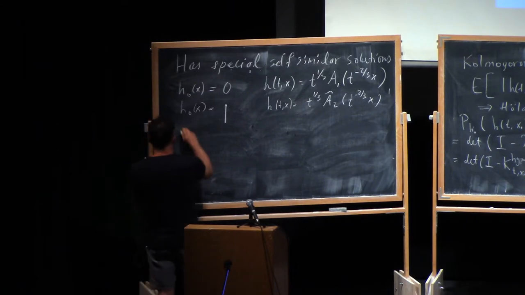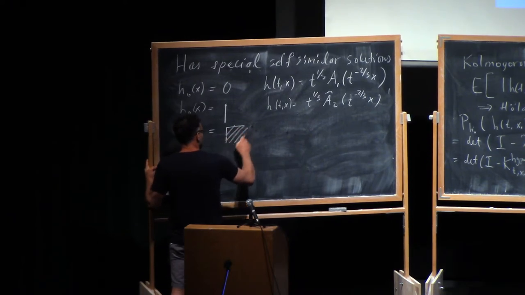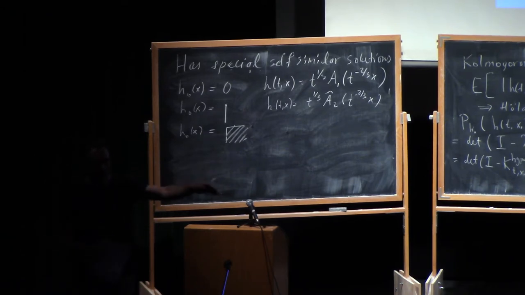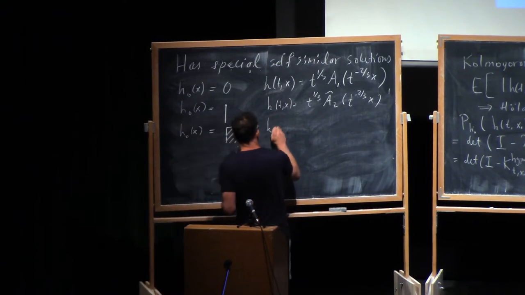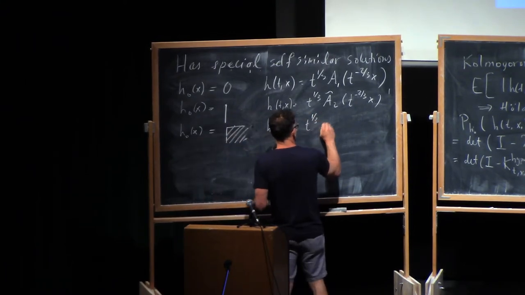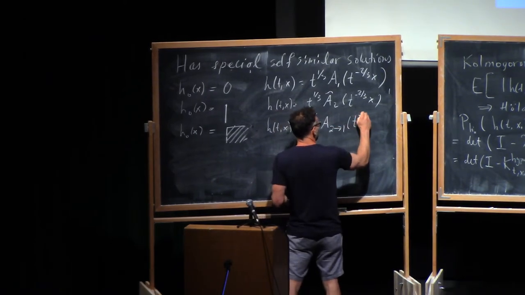And if H0 of X is equal to this upper semi-continuous function, a wedge. So that just means the function which is 0 to the right and minus infinity to the left. Then HTX is T to the 1/3 times the process called airy 2 to 1, T to the minus 2/3 X.